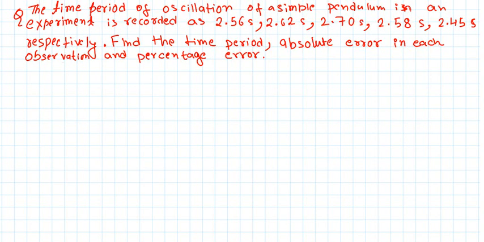So we have to find out the time period. There is no actual value given, so we have to find the mean value, and that will be our time period. Then we have to find out the absolute error in each observation, then the percentage error. This one is also the same as the previous question. So if we want to find the time period, we have to take the mean value.